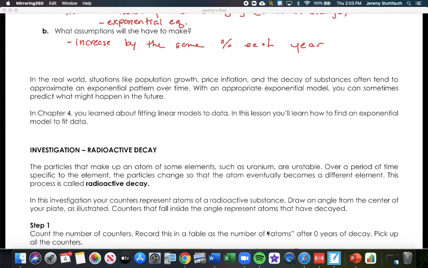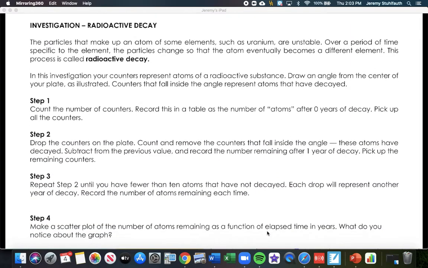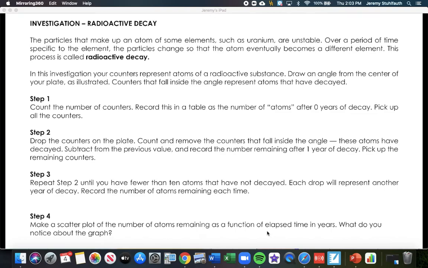So in real world situations like population growth, price inflation, that means the increasing of house prices, the decay of substances, this is all going to be things that are typically going to be exponential over time. And what we want to do is talk about how to find the exponential model for this type of data. So the example that we're going to first take a look at specifically looks at radioactive decay.